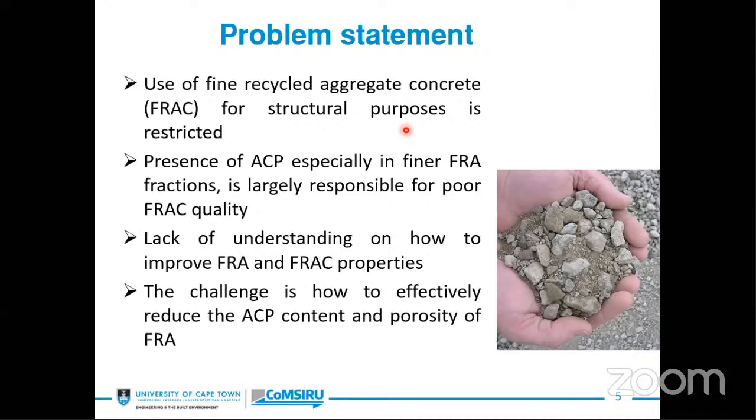Presently, there is a lack of understanding on how to improve the properties of fine recycled aggregates and fine recycled aggregate concrete. This is because previous studies have focused on the coarse recycled aggregates because they have less adhered mortar. The challenge, therefore, is how to effectively reduce the overall ACP content and the porosity of fine recycled aggregate so as to make better concrete.